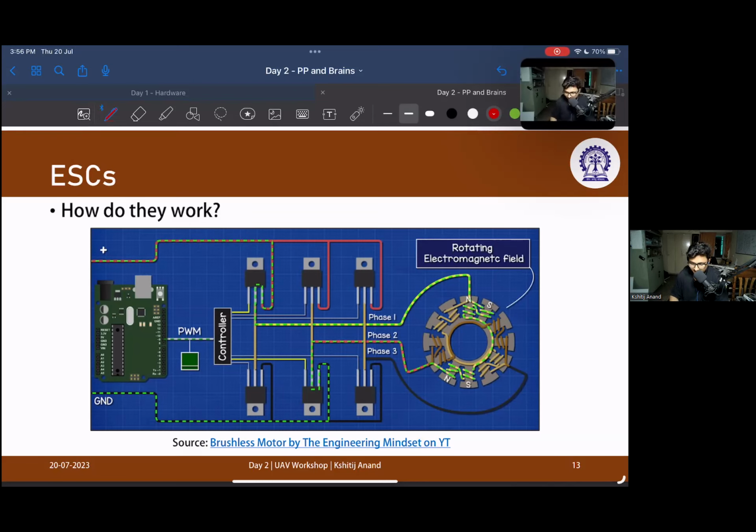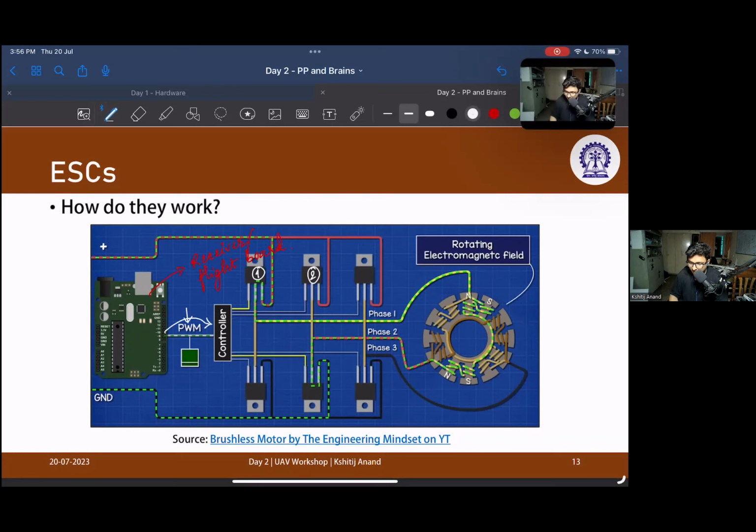Here an Arduino has been shown, which is nothing else but your receiver or flight board. It sends a signal to the controller, which is a PWM signal. Now the controller, using the logic and the firmware programmed into it, controls these three pairs of MOSFETs. Why am I calling them three pairs? Because each pair is responsible for the activation of one of the three coils in the motor. And that is how an ESC operates.